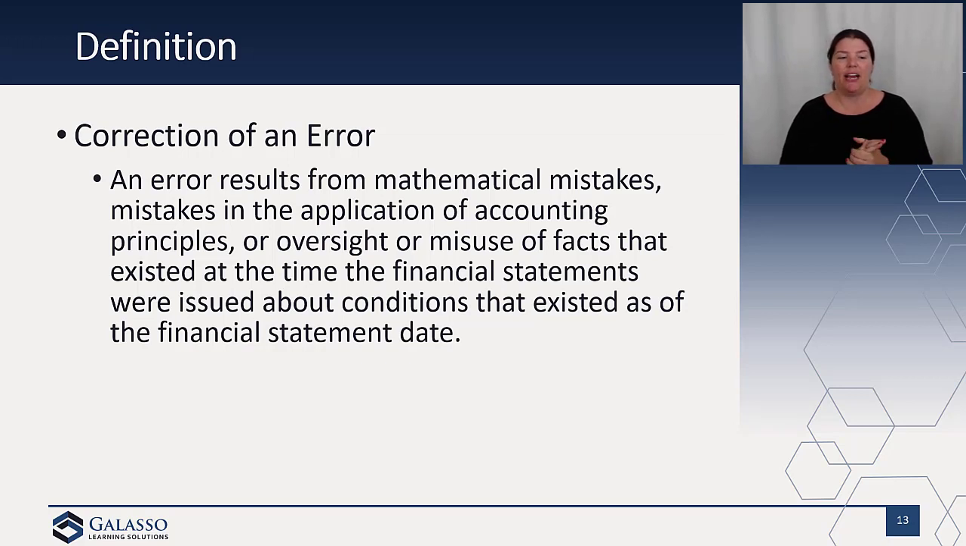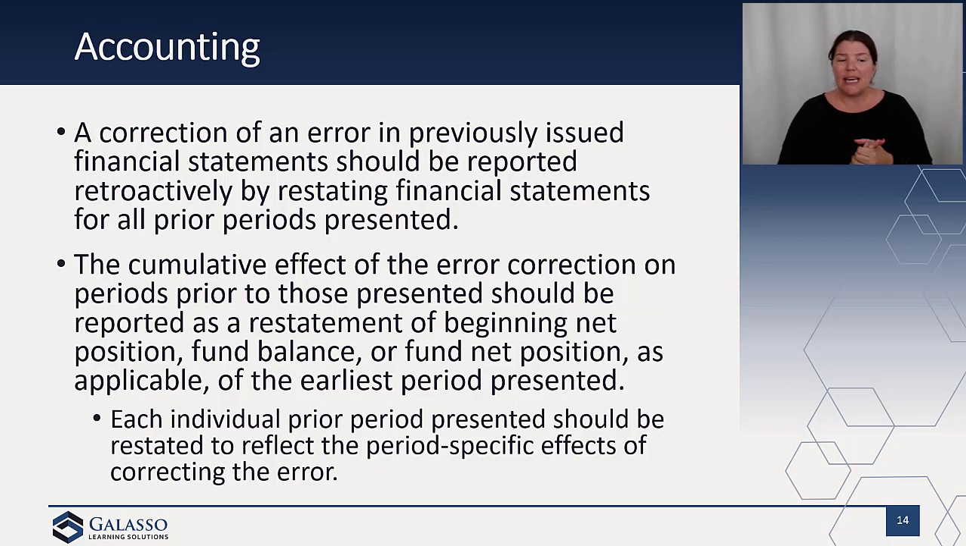The other type of change here is a correction of an error, right? So this is going to be an error that results from either mathematical errors, mistakes in how we applied an accounting principle, or oversight or misuse of facts that existed at the time the financial statements were issued. And these are facts that could reasonably be expected to have been obtained and taken into account. So they provide a little bit of guidance here. A change from something that is not GAAP to GAAP is a correction of an error. And when we look at these, we are going to restate the prior periods, right? Because there was an error in the prior periods, we're going to go back and the cumulative effect of the error is going to be reported in that beginning balance. So that's going to be pretty consistent.